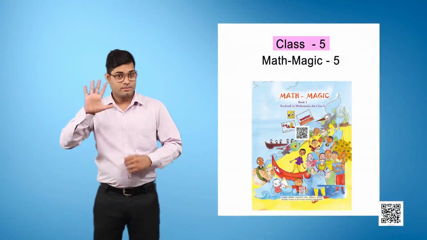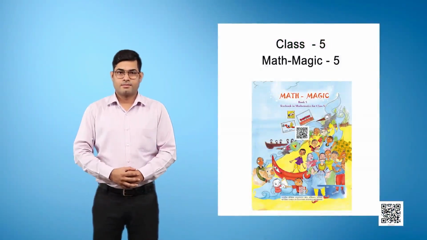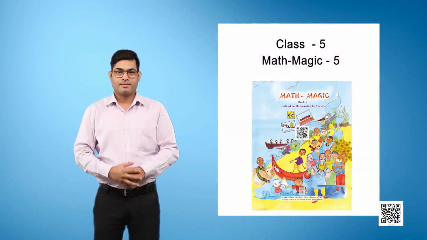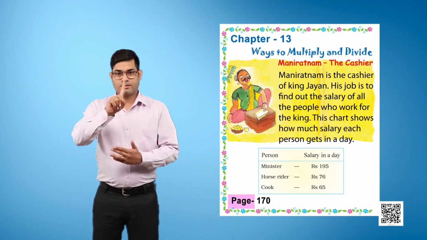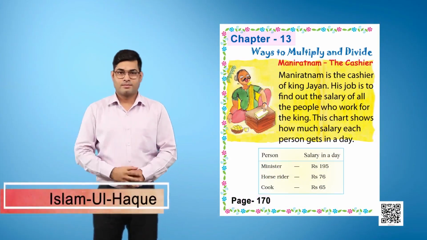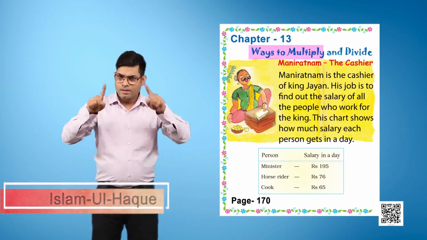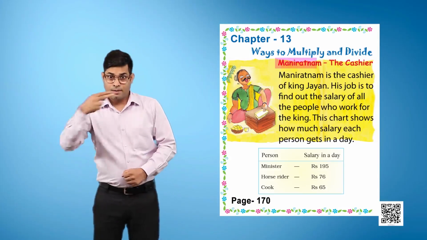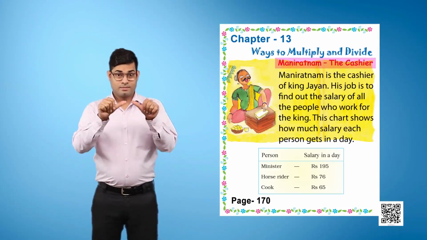Class 5, titled Math Magic 5, page 170, chapter 13, Ways to Multiply and Divide. Mani Ratnam, the cashier.